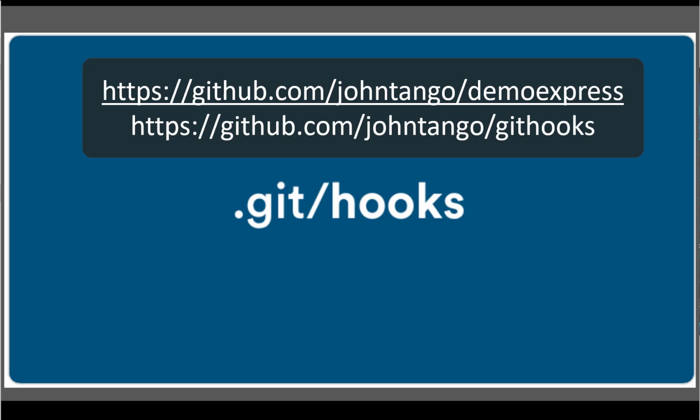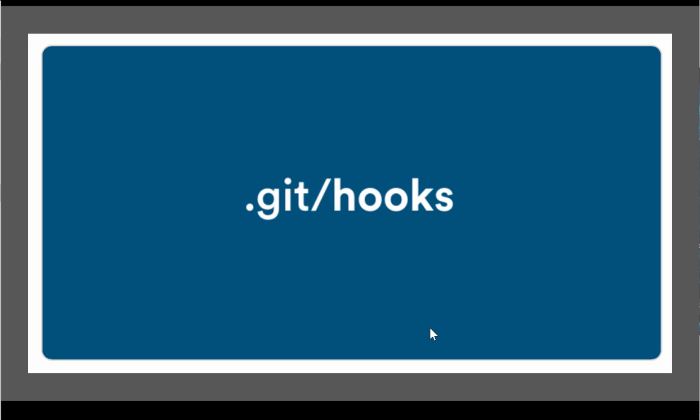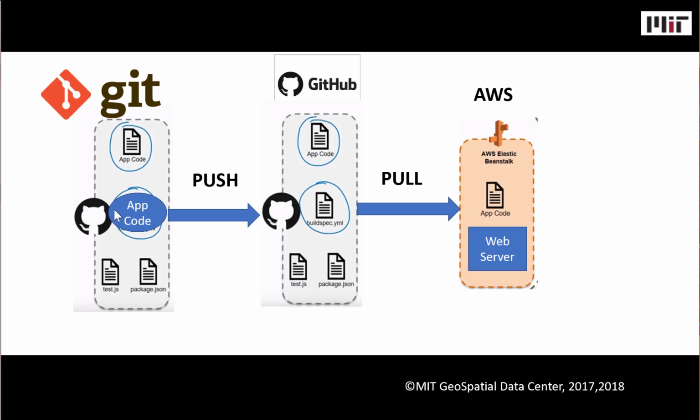So today we're going to look at Git hooks. This is a mechanism whereby if we have code on our local machine and we push it from Git on our local machine to GitHub in the cloud, we want our application that's running, say, on AWS, to then automatically pull that code in.